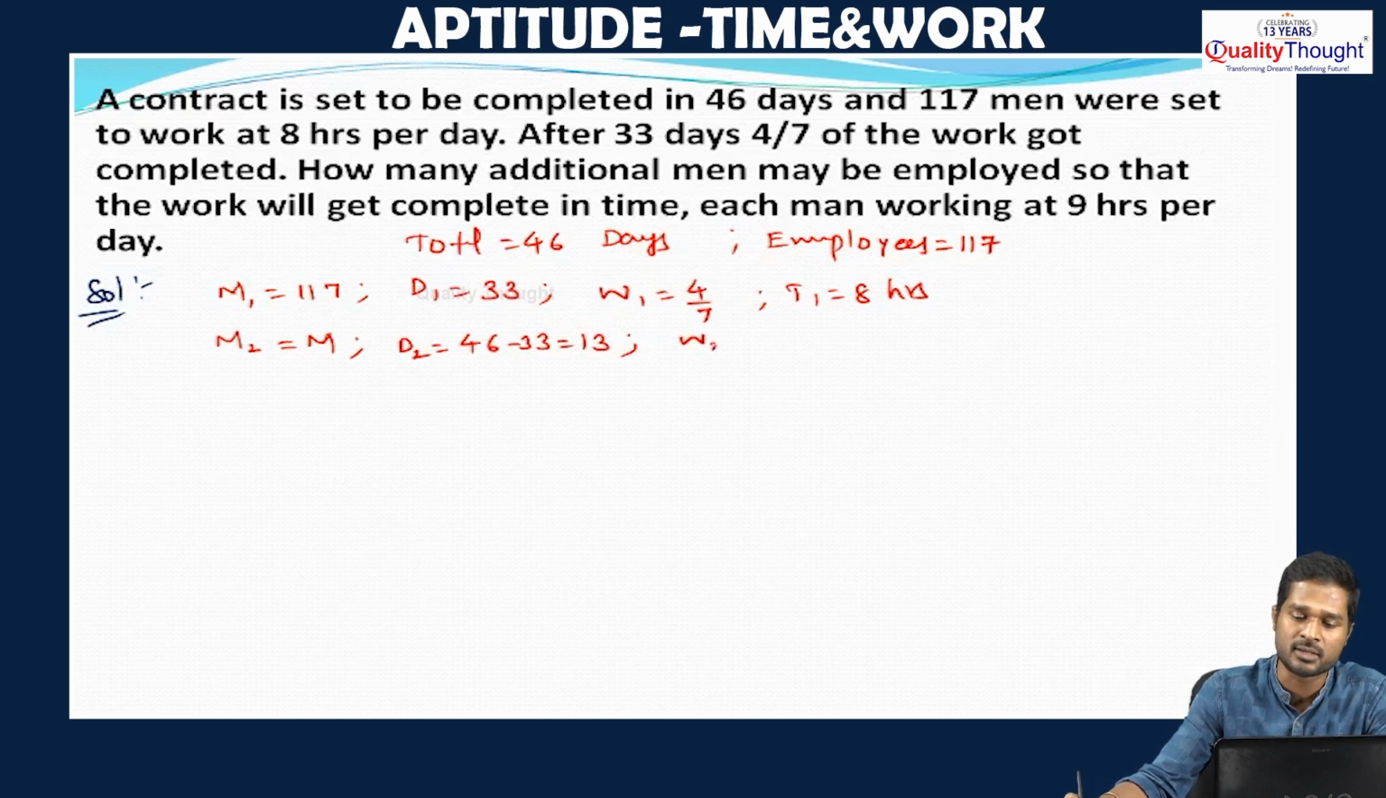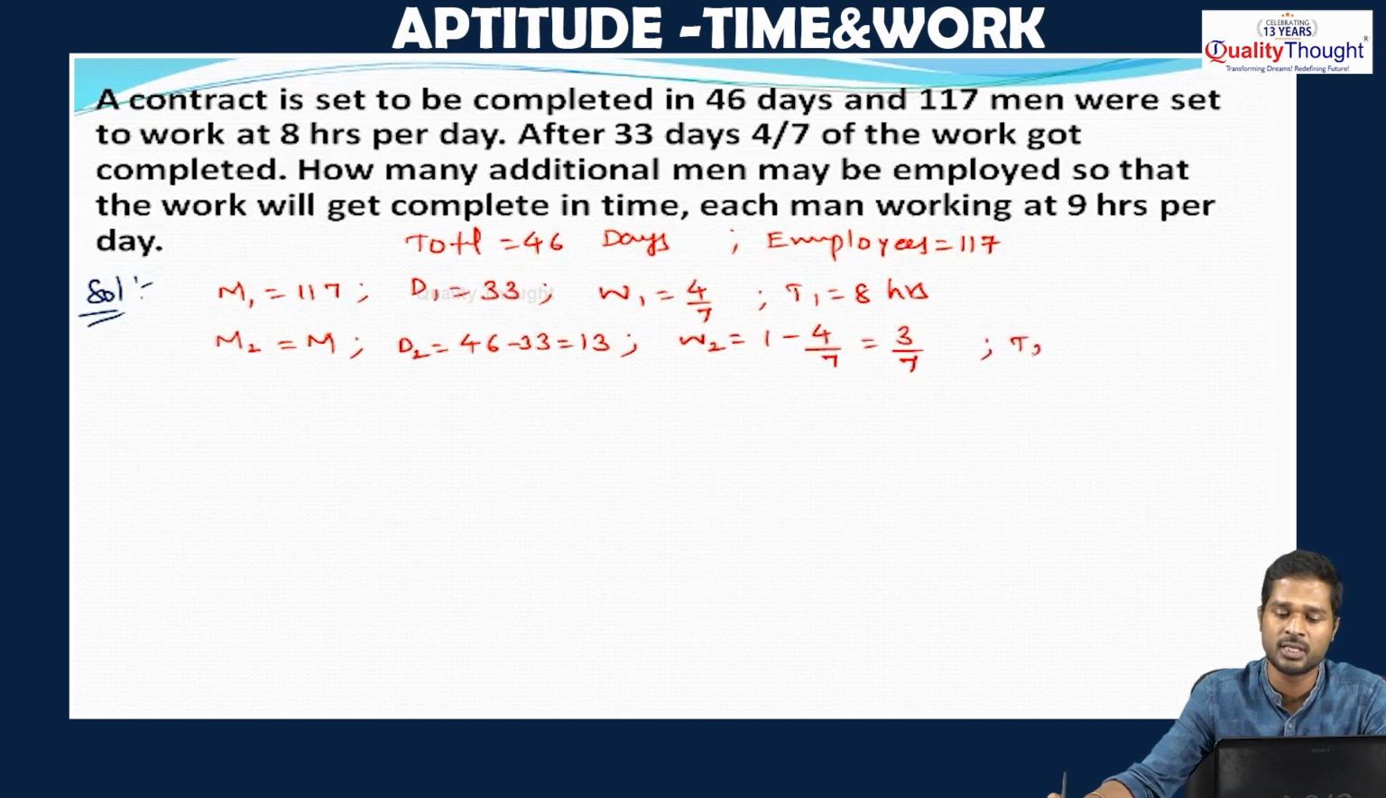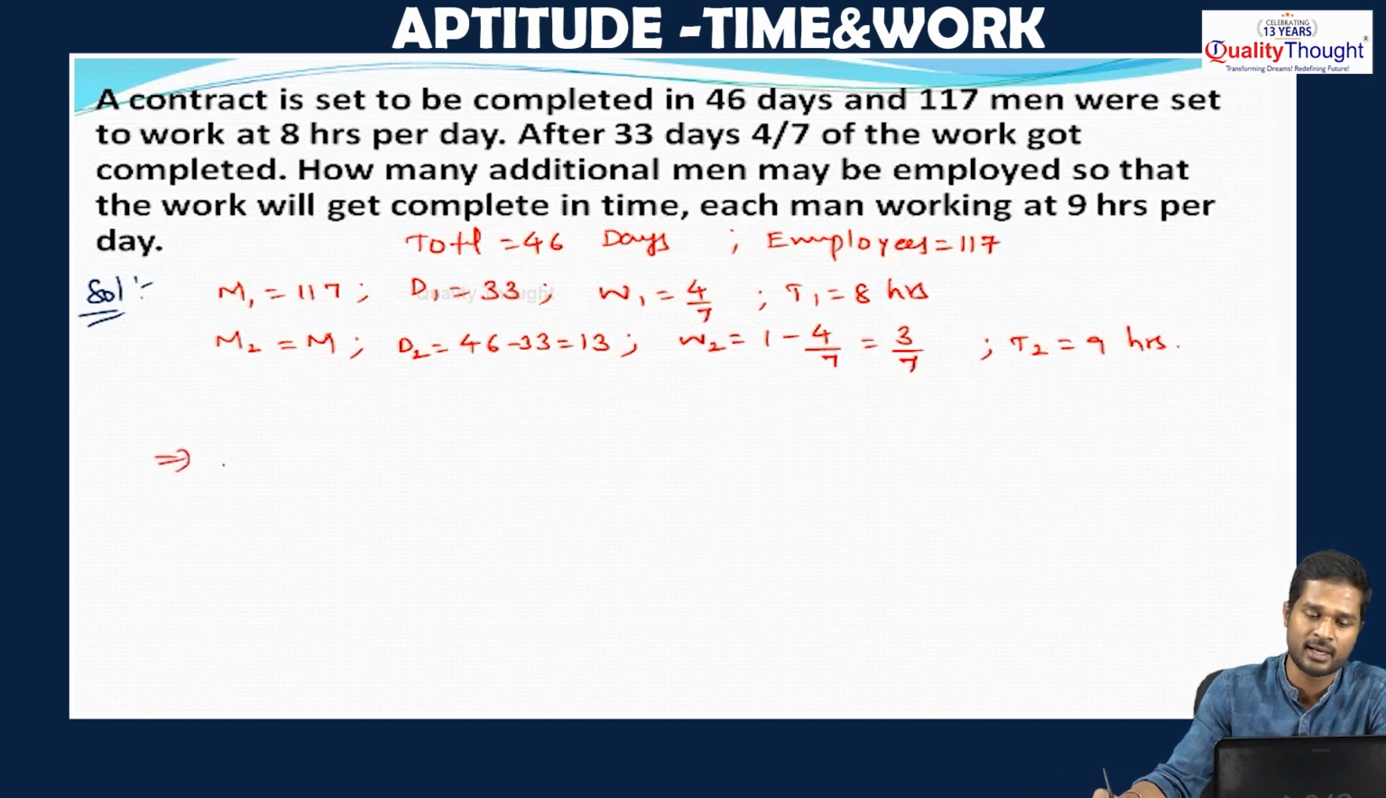Now, W2 is already 4 by 7 is the work that is completed. So, 1 minus 4 by 7, that is 3 by 7 is the work that is left, and T2 is this time they are working for 9 hours. Now, let us write it directly.